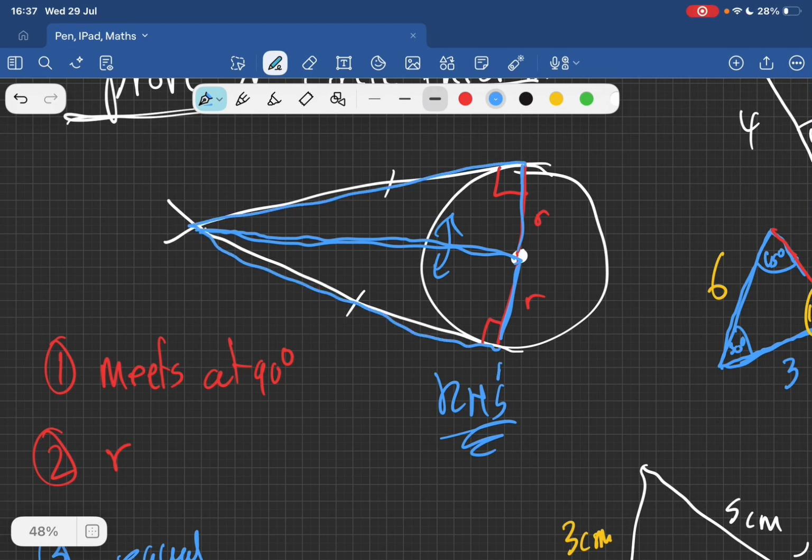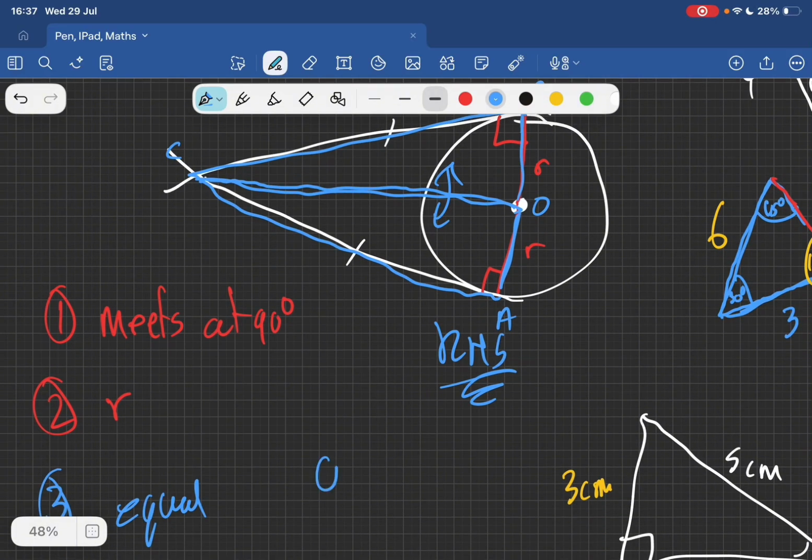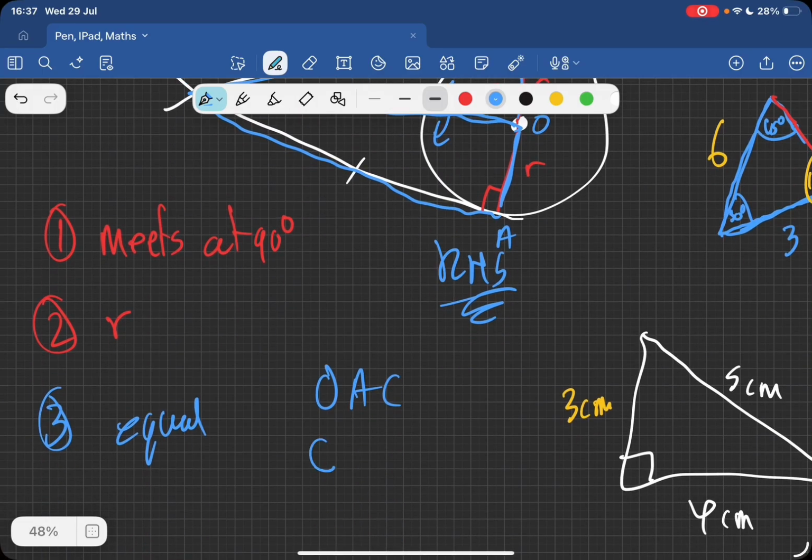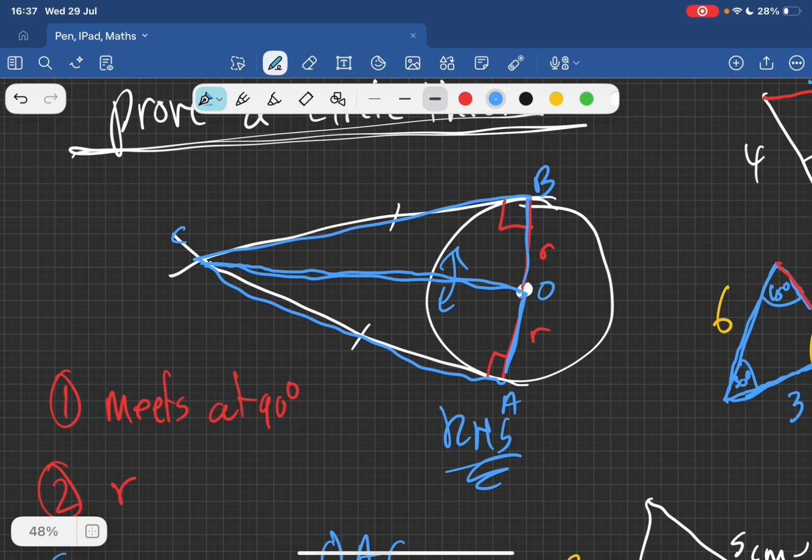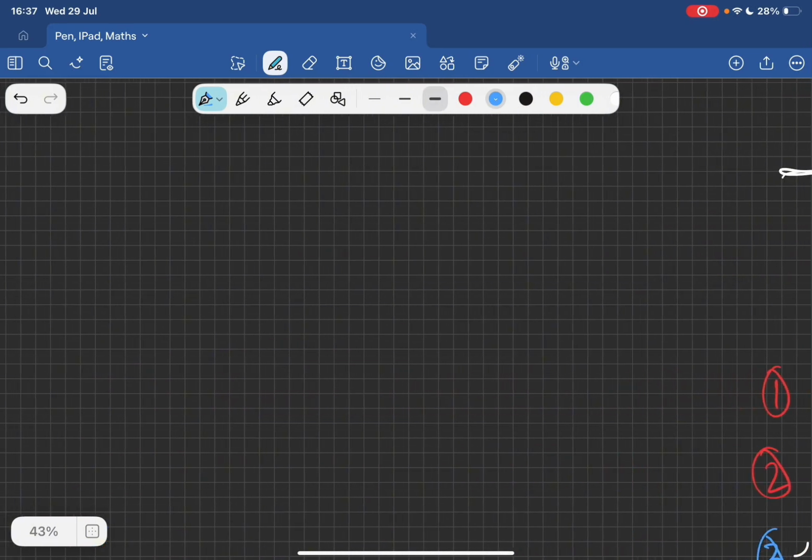Okay, so let's label this A, O, B, C. That then means that OAC and OBC are congruent. Okay, congruent, remember, is just a fancy way for saying they are exactly the same.